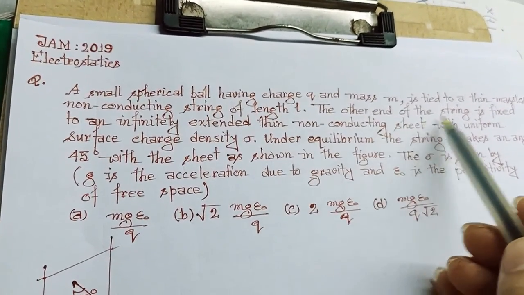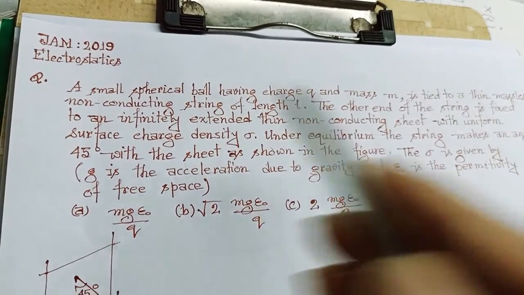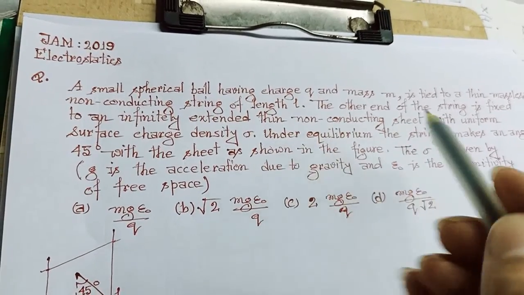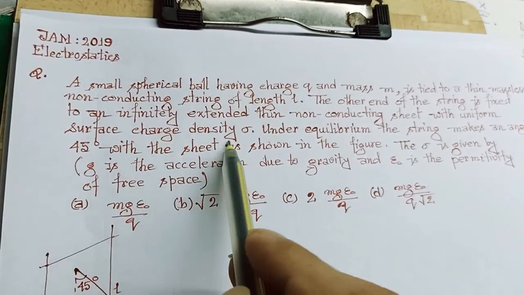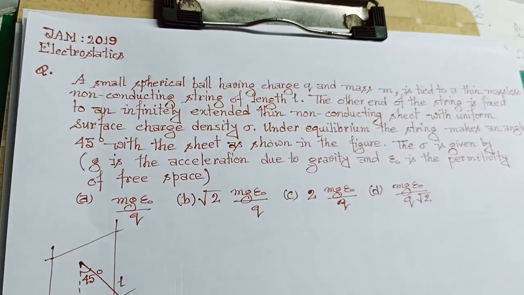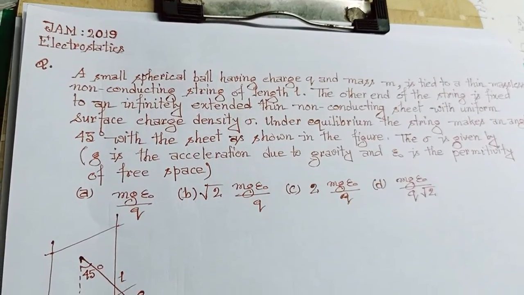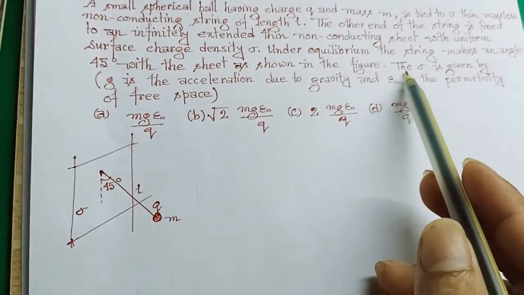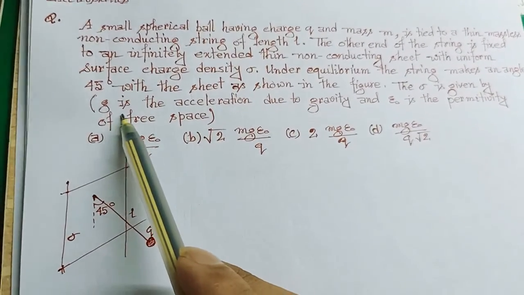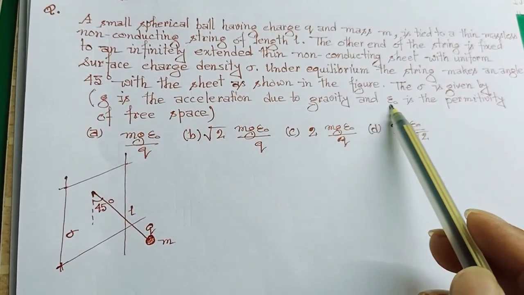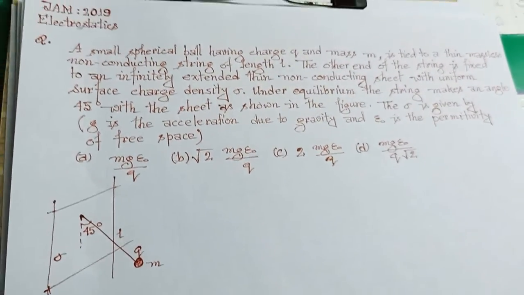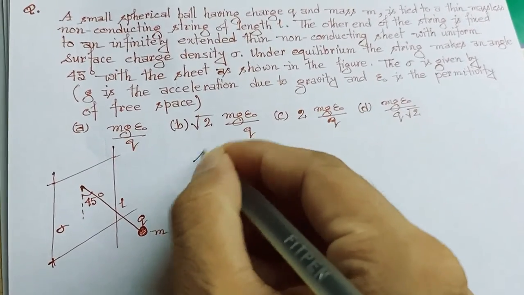The other end of the string is fixed to an infinitely extended non-thin conducting sheet with uniform surface charge density sigma. Under equilibrium, the string makes an angle 45 degrees with the sheet as shown in the figure. The sigma is given by, where g is the acceleration due to gravity and epsilon naught is the permittivity of the free space. Here four options are given. So let's solve this question.